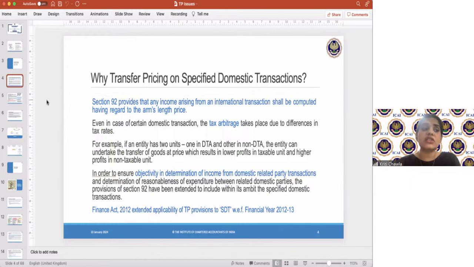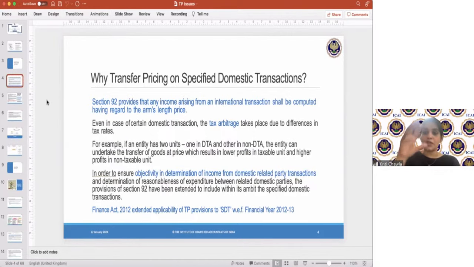So what they're really trying to say is that there is no transfer of profit from the entity which is paying tax to the entity which is not paying tax, because it's claiming tax deduction. So that does not happen, they came up with transfer pricing on domestic transactions. But then you have to remember that it is again between related party transactions.